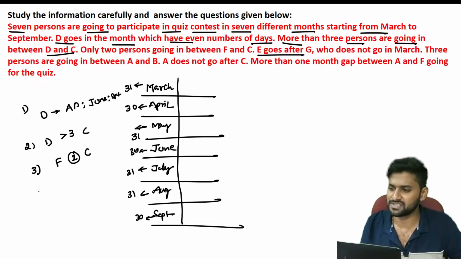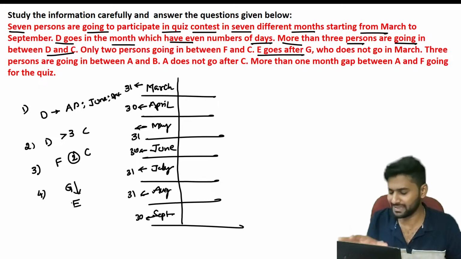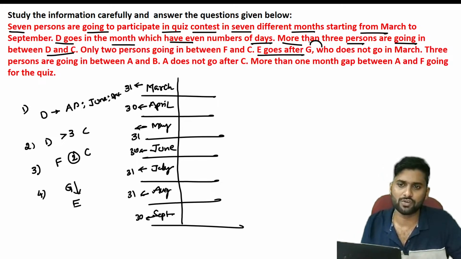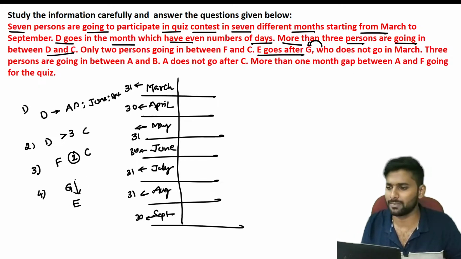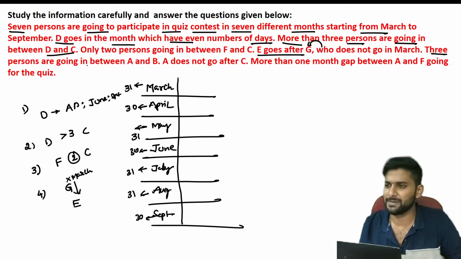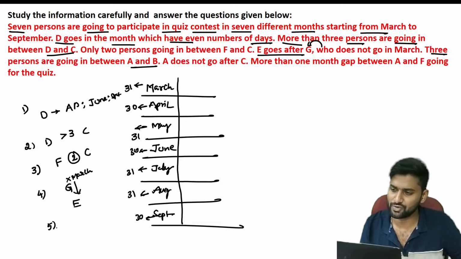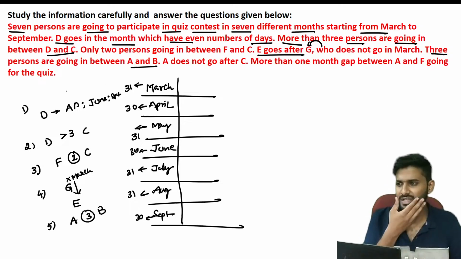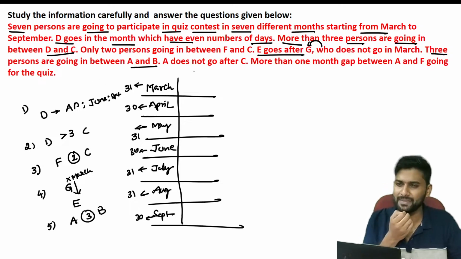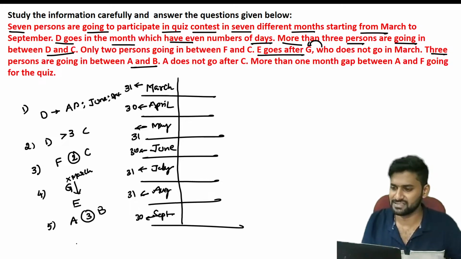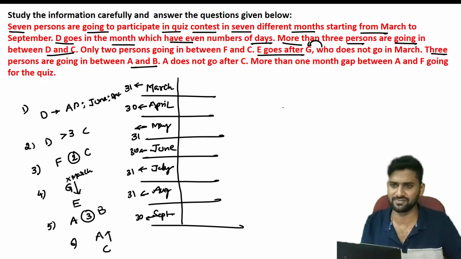E goes after G. They clearly mention that E goes after G, in one of the months, not the immediate month. So G does not go in March. Then 3 persons go between A and B. Guys, we don't have any direct or indirect information here. So in total there are 3 persons between A and B. A does not go after C, so A must go before C. You can write it in this way.